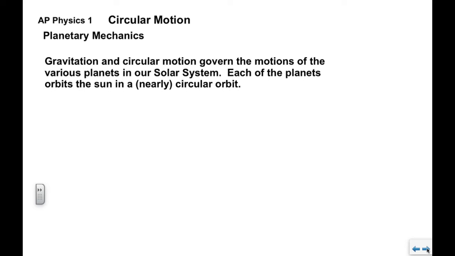Now we know already that gravitation and circular motion govern the motions of the planets and other objects in our solar system. Each of the planets orbits the Sun in an orbit that is nearly circular, not quite, but for the purposes of planetary mechanics, we can assume that it is a circular orbit.